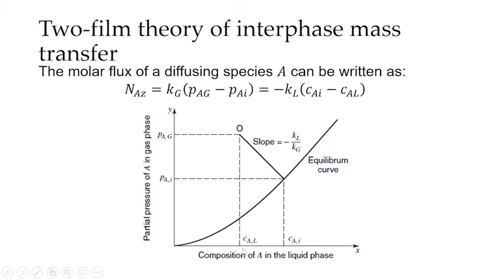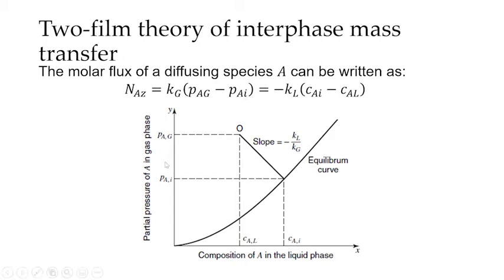Okay? So what is our effective driving force here? We have two types of driving force, first on the gas side and second on the liquid side. On the gas side, the driving force is PAG minus PAI, and on the liquid side, our driving force is CAI minus CAL. And if you remember our general equation for molar flux, our molar flux is characterized as driving force over resistance. In the case of interface mass transfer, our flux is NAZ, our driving force is PAG minus PAI, and our resistance is 1 over K, in which K is the mass transfer coefficient.